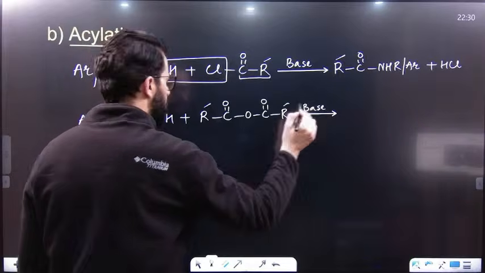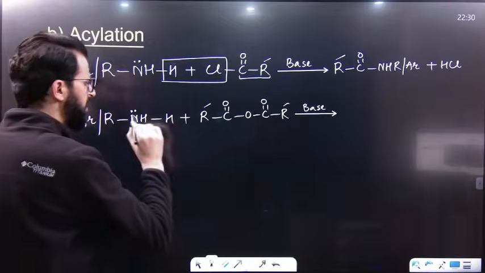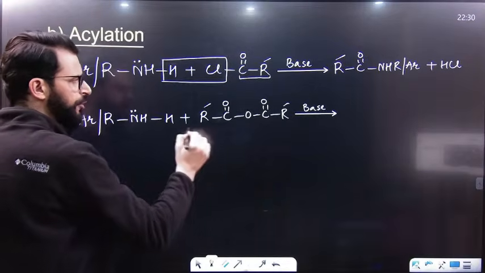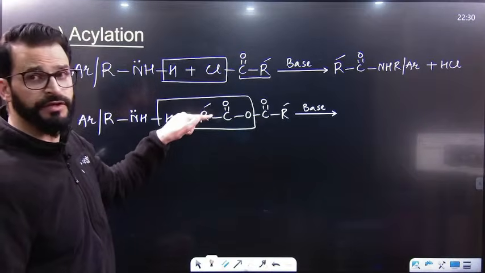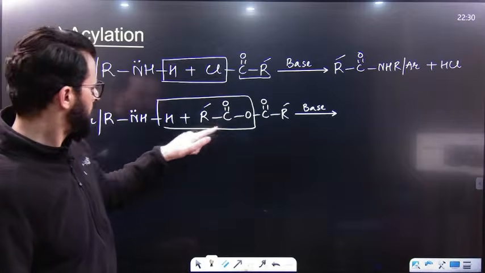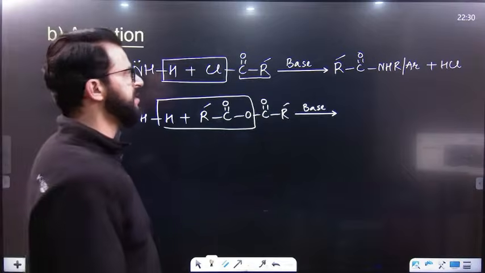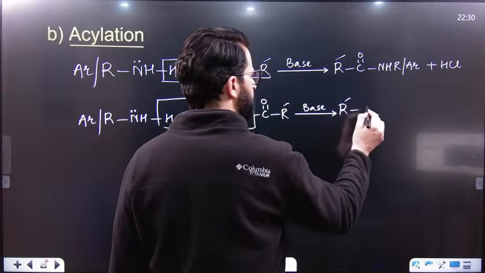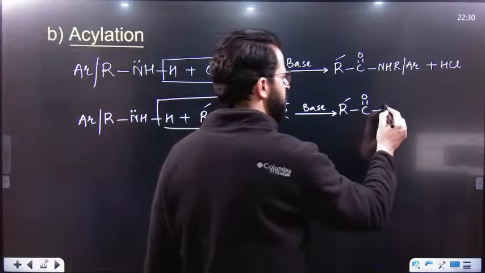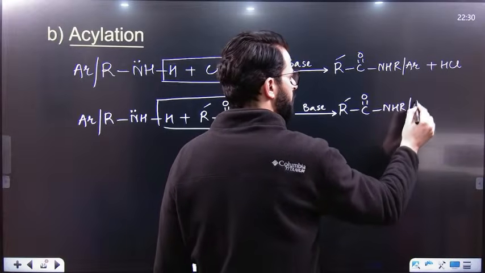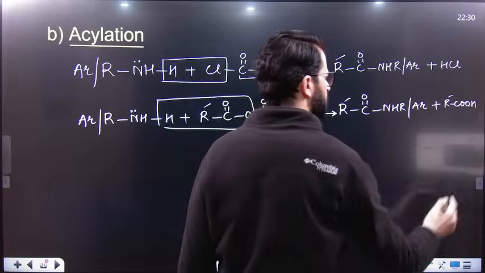Now what will happen? This lone pair will attack this carbon, that means it will attack an electrophile. After that, the leaving group will leave. Suppose it attacks this carbon and this is left. Now RCO minus will leave and abstract H, so it becomes RCOOH, and this becomes once again a substituted amide. So this is R prime C double bond O, bonded with this nitrogen, that means NHAr. Then it results in the formation of RCOOH. I hope this is clear.